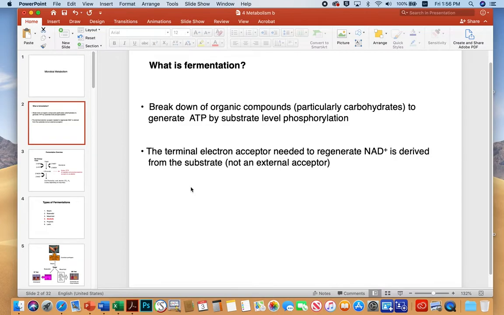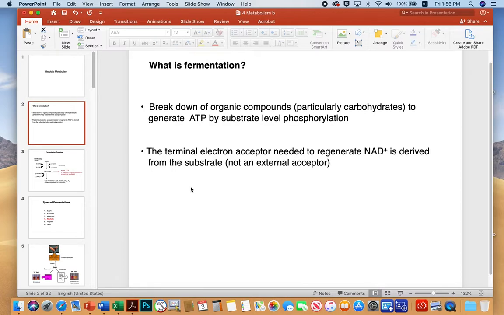First of all, it's the breakdown of organic compounds, particularly sugars or carbohydrates, to generate ATP by a process called substrate level phosphorylation. Substrate level phosphorylation occurs when the substrate itself has a phosphate group on it, and an enzyme will transfer that phosphate group directly to ADP to make ATP.